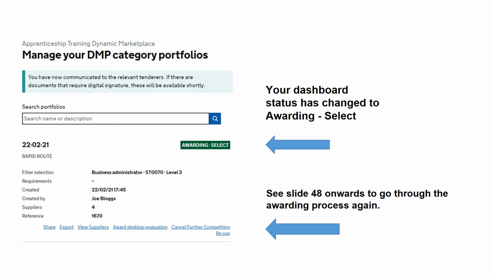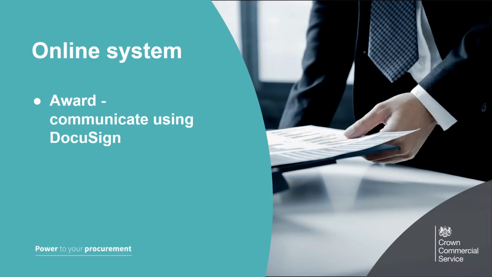Please choose the supplier who is able to meet your requirement. You are able to award to the same supplier if required. Alternatively, you can award to another supplier. You also have the option to cancel the procurement if you prefer. I will now take you through the award communicate stage.